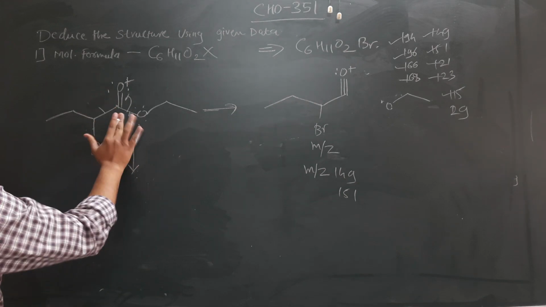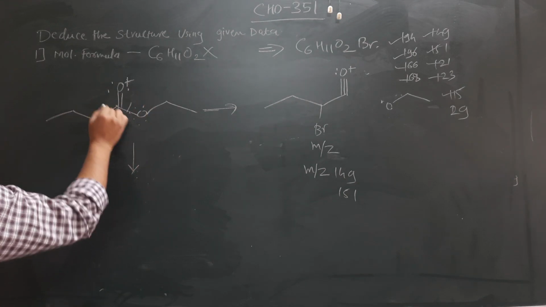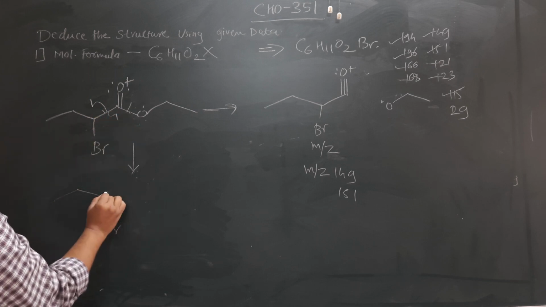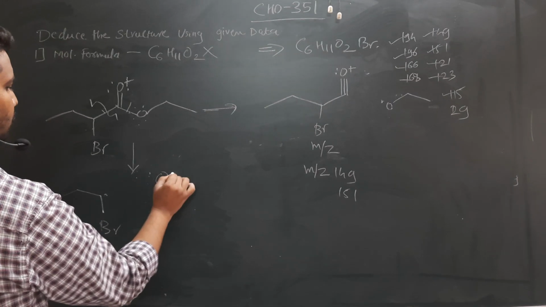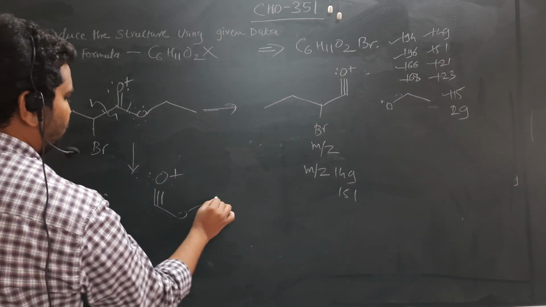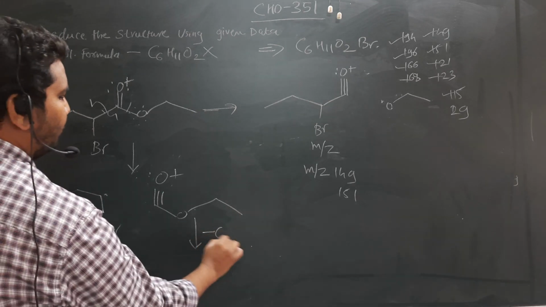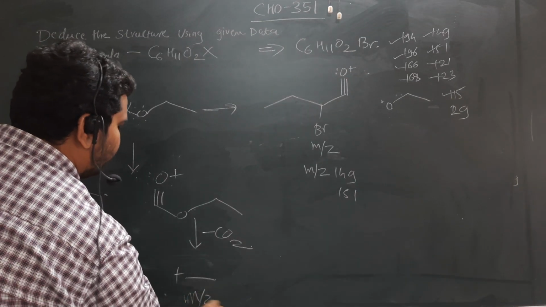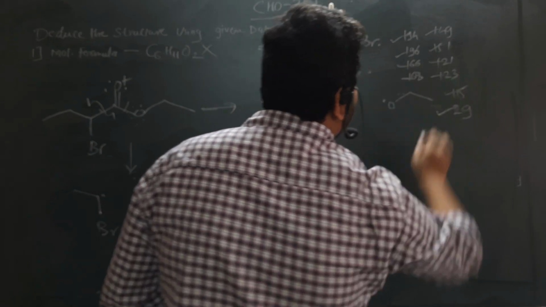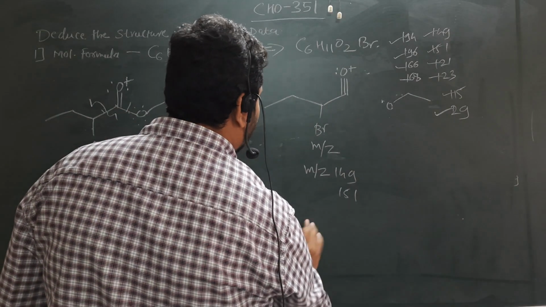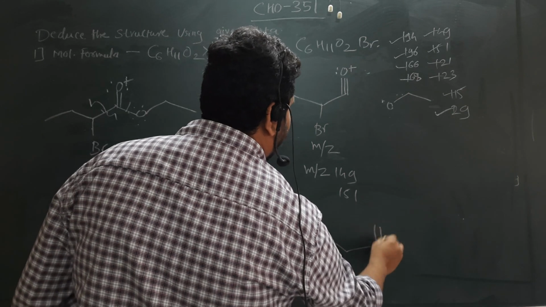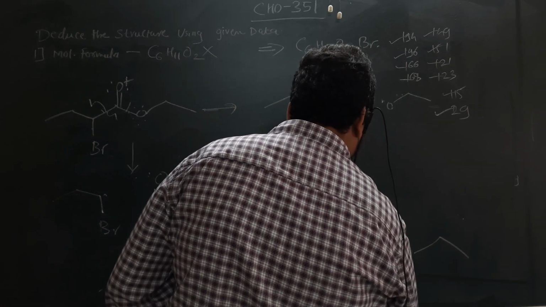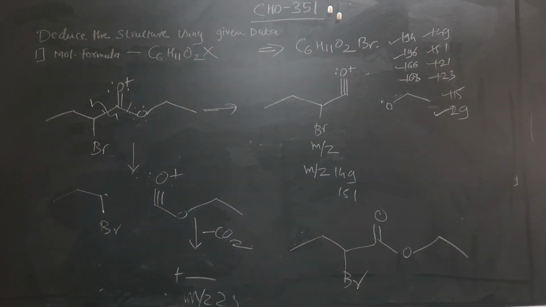Alpha cleavage is possible on both sides, so just do alpha cleavage on this side also. But here it will immediately give out CO2, and this fragment will show M/Z 29. So it is confirmed this molecule is this only. Okay.